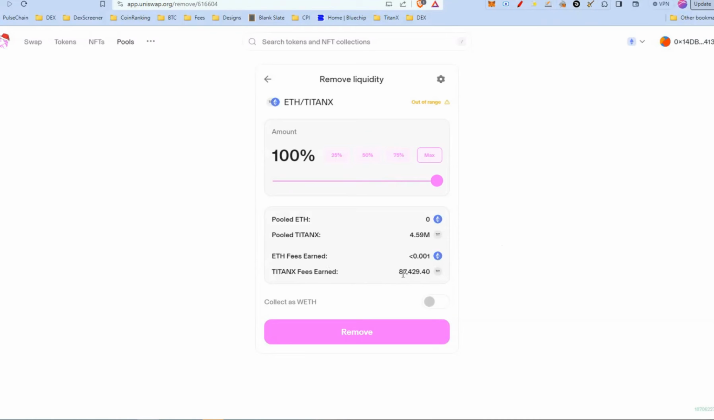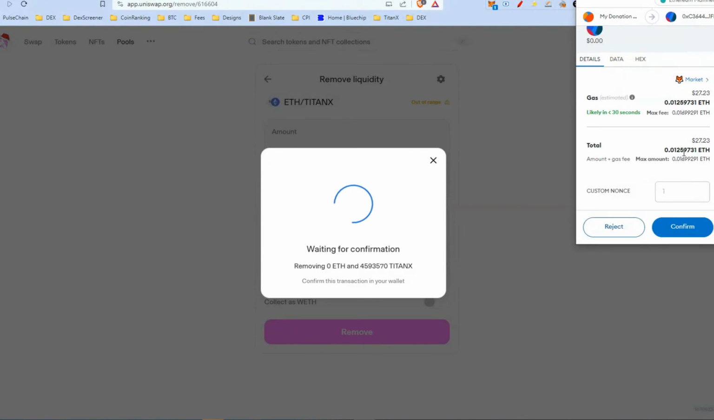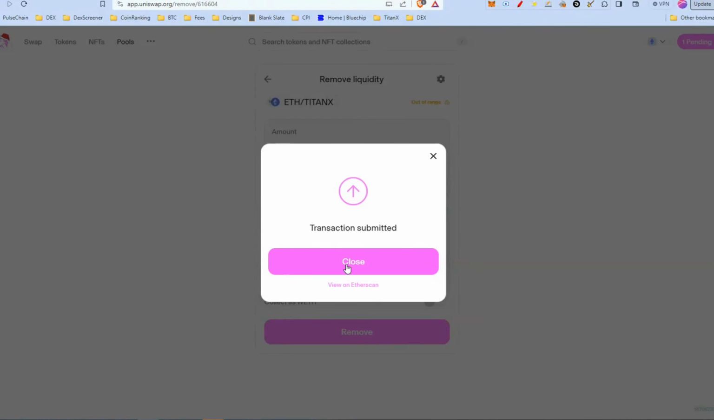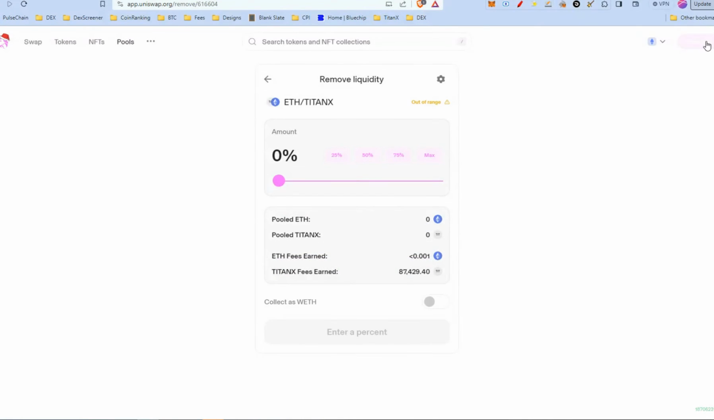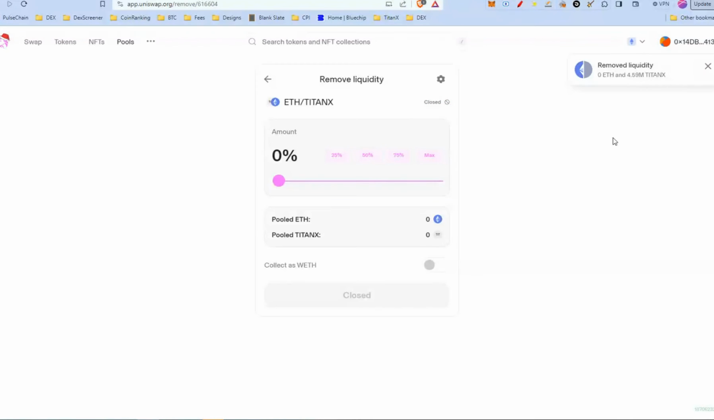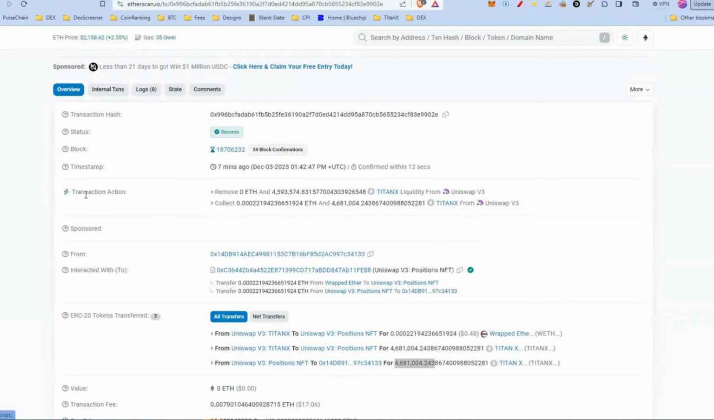So you can see I've earned some TitanX fees and then we're just going to remove. I click remove. That's going to be $27. Obviously, this is very expensive, but it's just for this video. Close. It's still pending and I have successfully removed liquidity. Let's look at the transaction. First thing, let's look at the transaction actions.